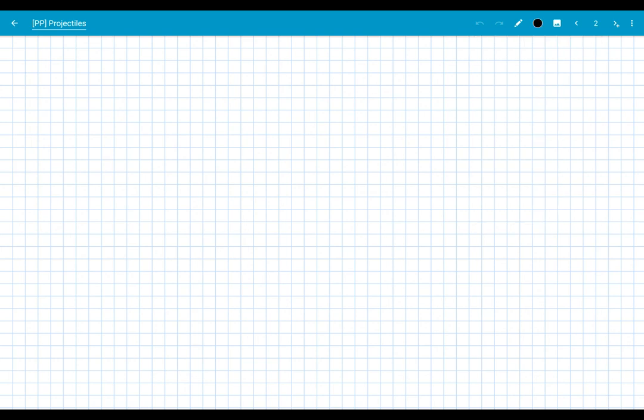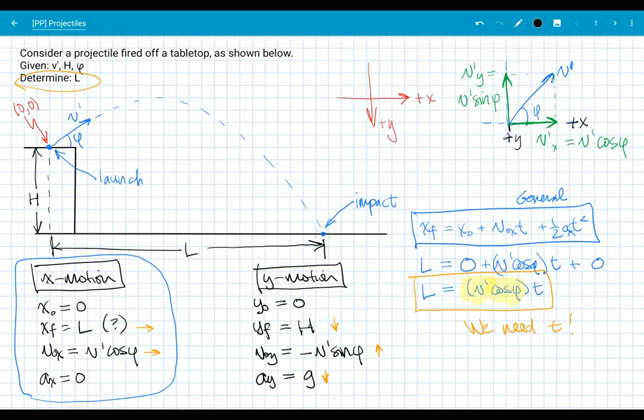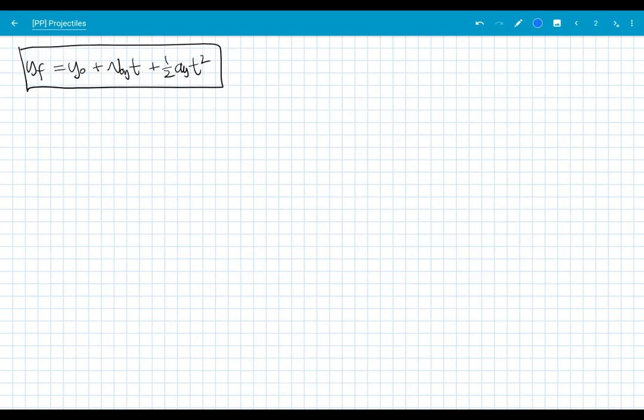So I'm going to do the same thing now in the Y. I'll use position with respect to time. Y final equals Y initial plus V naught y t plus 1 half a y t squared. Again, this is my general equation. I'm now going to go back to this Y motion list that I made earlier, and I'm going to use that to fill in that general equation there. So I can do that.